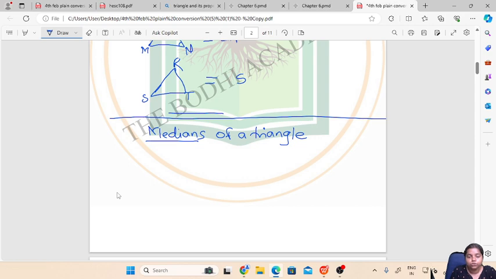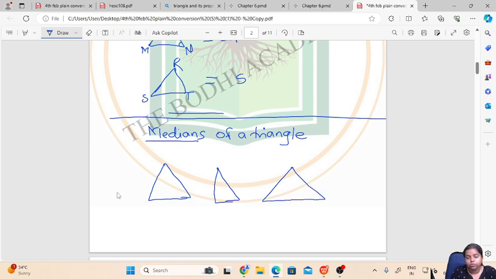So, take a piece of paper and draw one triangle. Then cut it out with the help of scissors, in the shape of this triangle. Then fold this triangle. How will it look? It will look something like this. Fold it and then open it again.